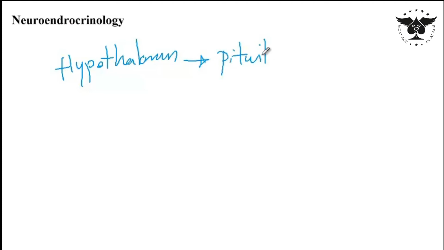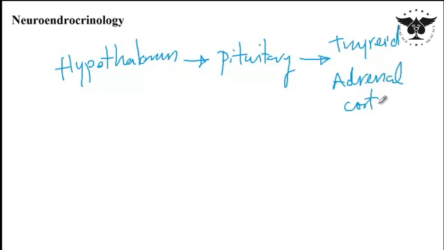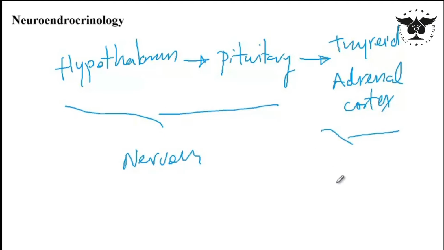An example is the hypothalamus that acts on the pituitary gland, and then the pituitary gland can act on different endocrine glands. For instance, it can act on the thyroid gland, or it can act on the adrenal cortex. All right, so here we have the nervous system that will activate the endocrine system.